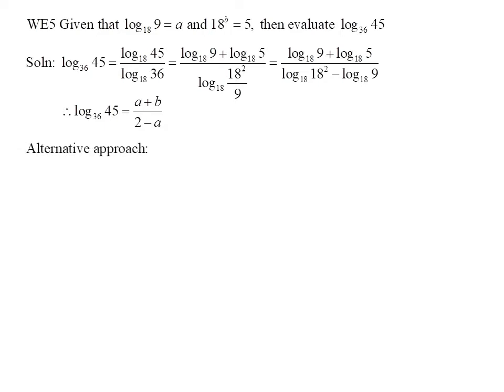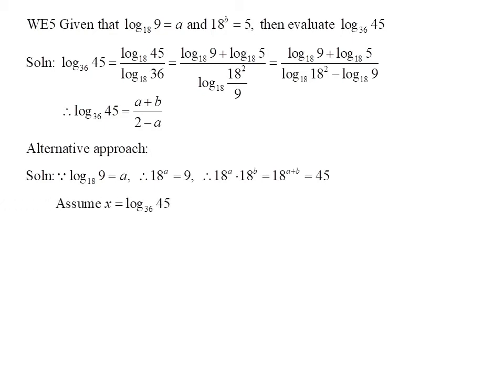As for the first alternative approach, since a equals logarithm base 18 of 9, 18 to the a equals 9. Therefore, 18 to the a multiplied by 18 to the b equals 18 to the sum of a and b, which equals 45. Here we assume x equals logarithm base 36 of 45. Since 36 to the x equals 45, which equals 18 to the sum of a and b.